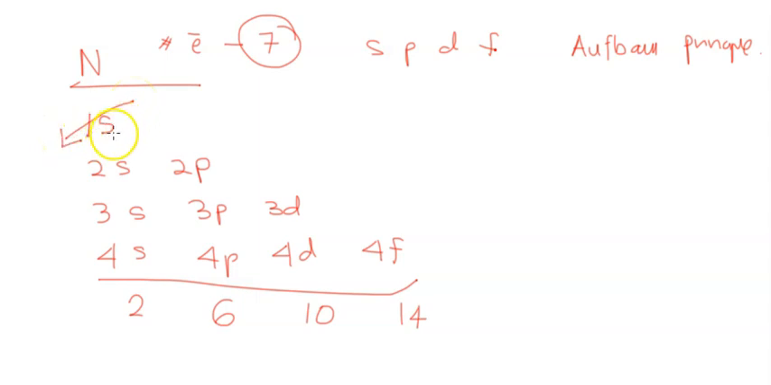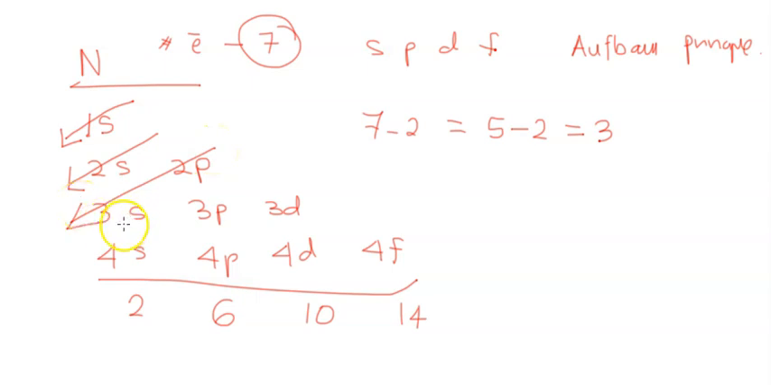Let's draw a horizontal line like this, or an arrow. It means that 2 electrons have been occupied by one S. So 2 electrons here. That leaves us with 7 minus 2, so 5 remaining electrons. Let's draw another arrow here. 2 more electrons have been filled up, minus 2, so that leaves us with 3 electrons.